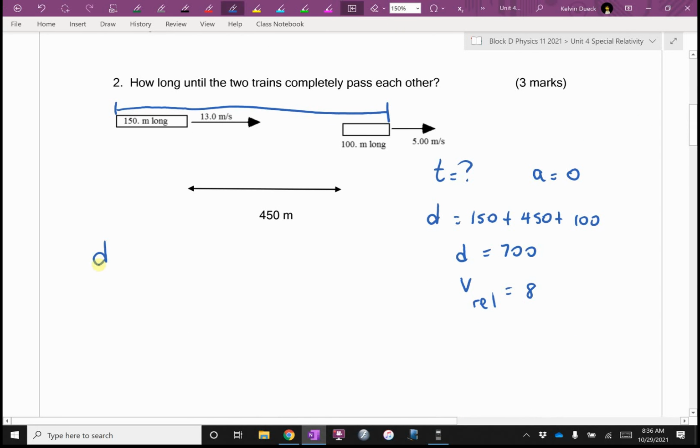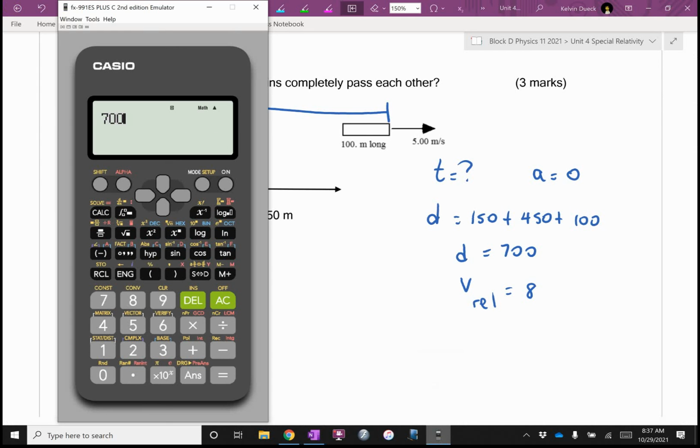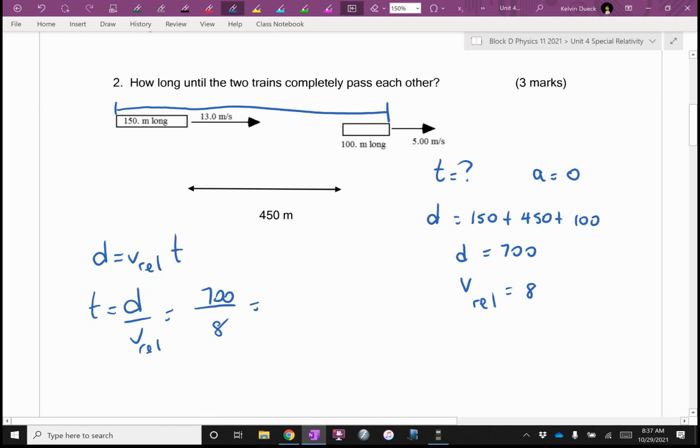Again, it's going to be d equals v_rel times t. t equals d over relative speed. So it's going to be 700 divided by 8. 87.5 seconds. Again, 3 out of 3 if you got that. Again, I would probably give you a half mark if I saw the 700. I'd probably give you 1 mark for getting the relative speed. I would give you 1 mark if I saw that equation, and a half mark for the answer.